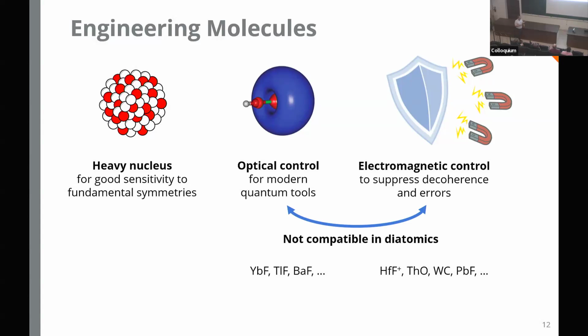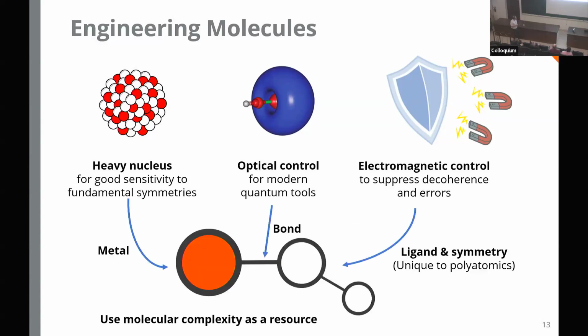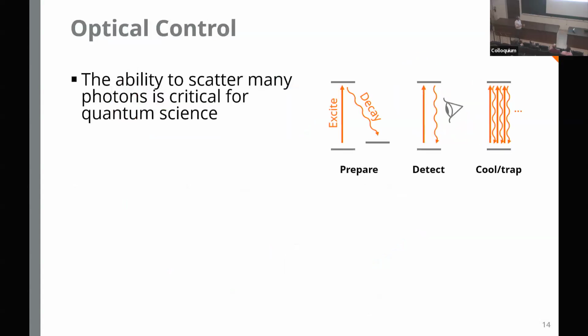And so in order to do an experiment that combines both, we use the complexity of molecules as a resource to engineer the different degrees of freedom to give us these features simultaneously. So we can take some heavy metal nucleus, we can design a bond to give us good optical control, and we can design a ligand and symmetry in the molecule to give us good electromagnetic control over the molecule. I'll walk you through these steps.